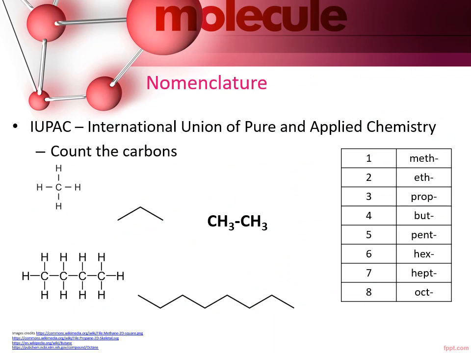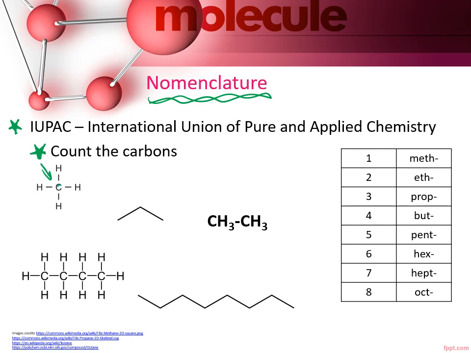So let's look at some nomenclature. This is our fancy word for naming things. The rules for naming compounds are made up by IUPAC, the International Union of Pure and Applied Chemistry. Anytime you see something that says the systematic rules or IUPAC rules for naming things, this is who IUPAC is. They meet every once in a while and make the rules for naming compounds, and we follow those rules. And the most important rule for naming things in organic chemistry is to count the carbons. We do love to count our carbons in organic chemistry and biochemistry.